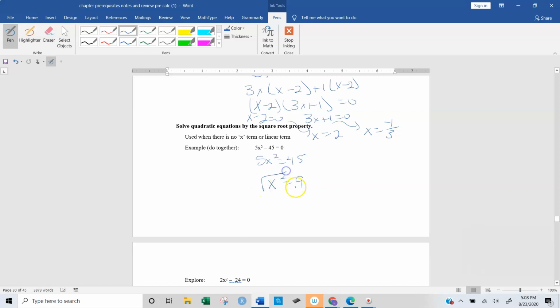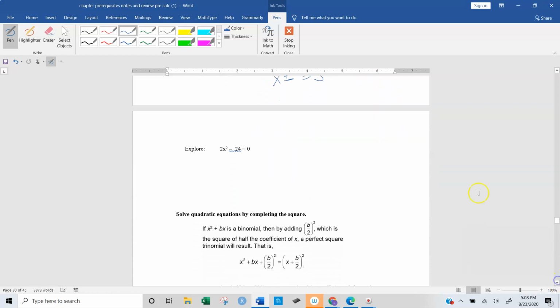Now we take the square root. But remember, when you take the square root of a number, whoops, this is equal to plus or minus 3. Not just a positive 3. You will have forgotten one full root. Your turn. Okay, add your 24. Divide by 2.